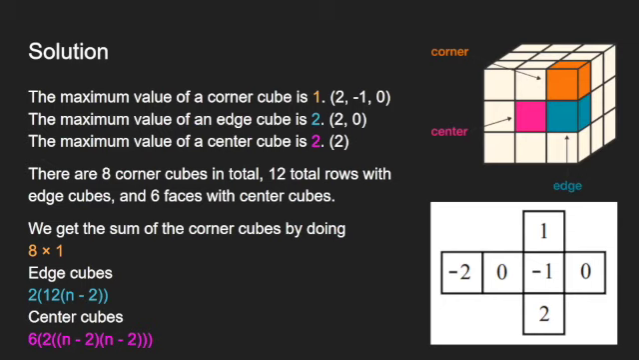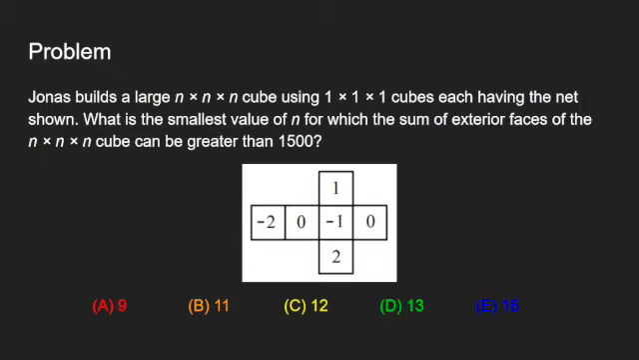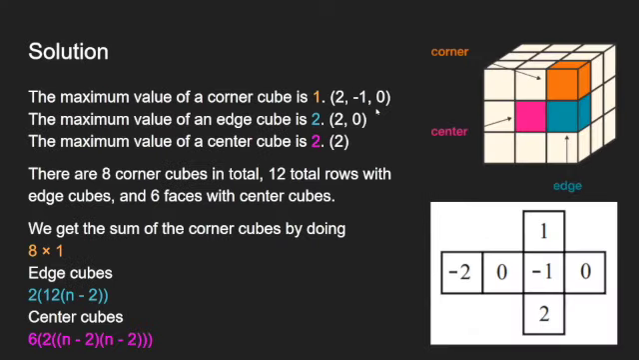Yeah. It says that we have 8 corner cubes, but if it's a 1 by 1 by 1 cube, isn't it just going to be 1 block? Oh no, it's using 1 by 1 by 1 cubes to build an n by n by n cube. So you can see it's basically a Rubik's cube. This is a big cube, but it's made of little 1 by 1 by 1 cubes. So that's what the 1 by 1 by 1 cubes mean.